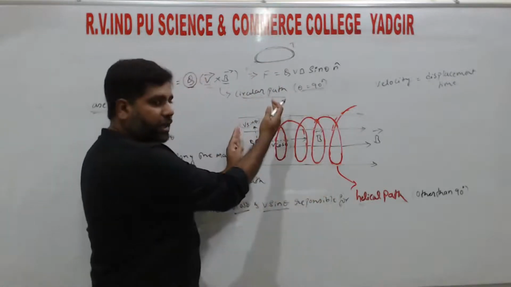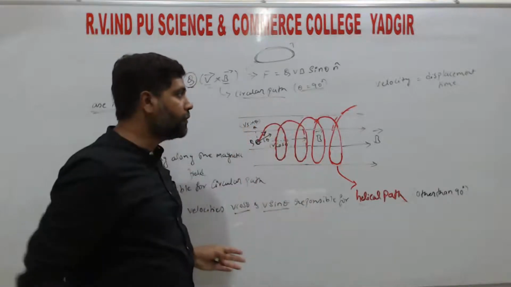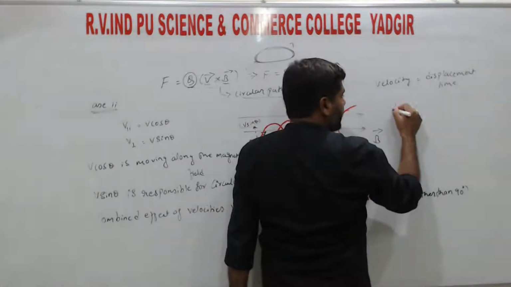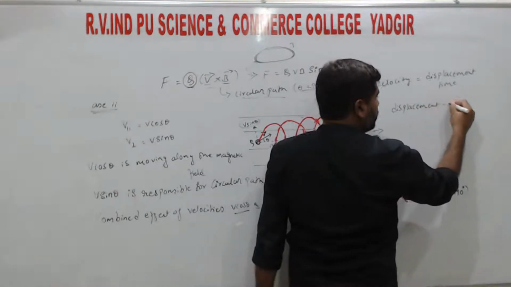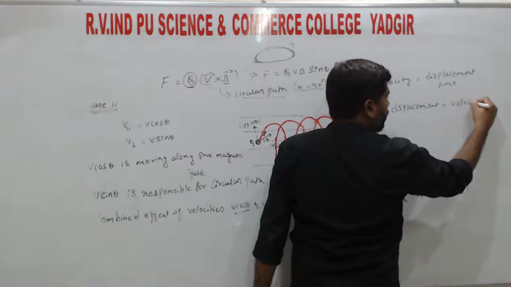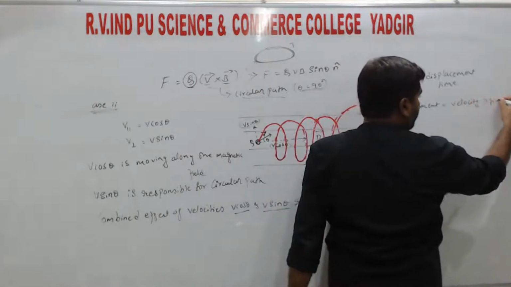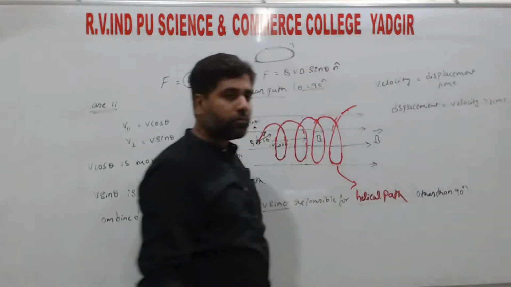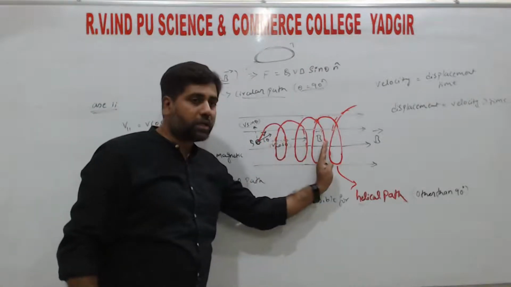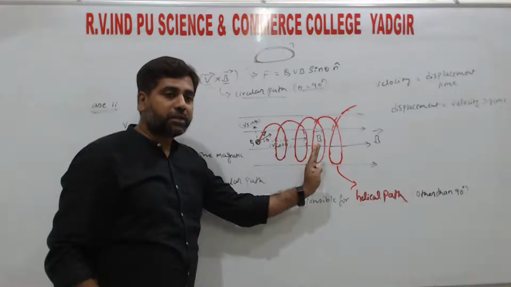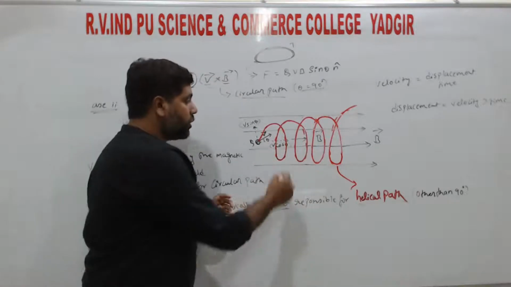So now, the magnetic field is along the horizontal, so we consider the horizontal displacement, right? So we can write displacement is equal to velocity into time, right? So the displacement is along the horizontal. So it is displacing along the horizontal, which means which velocity should we consider?